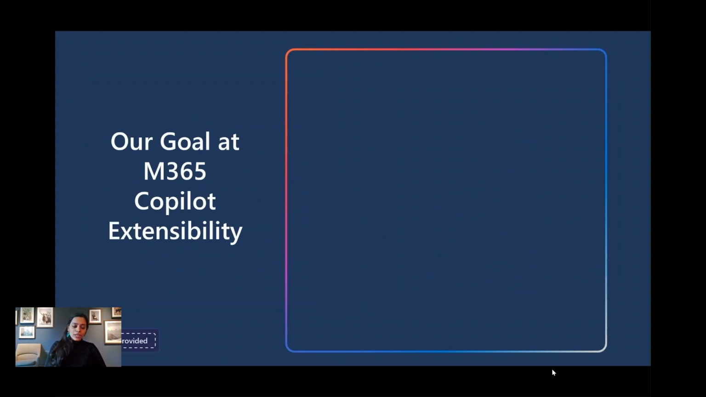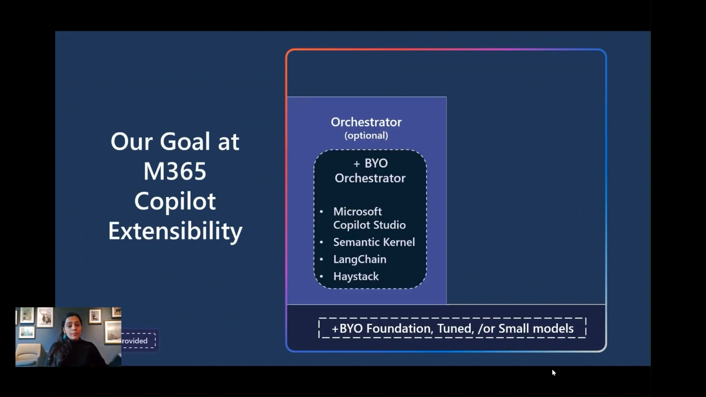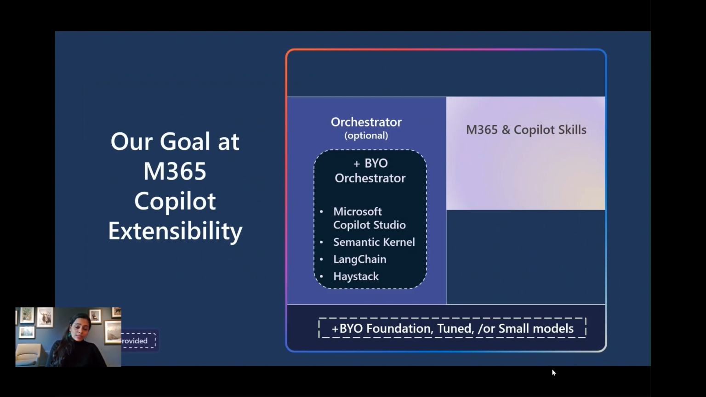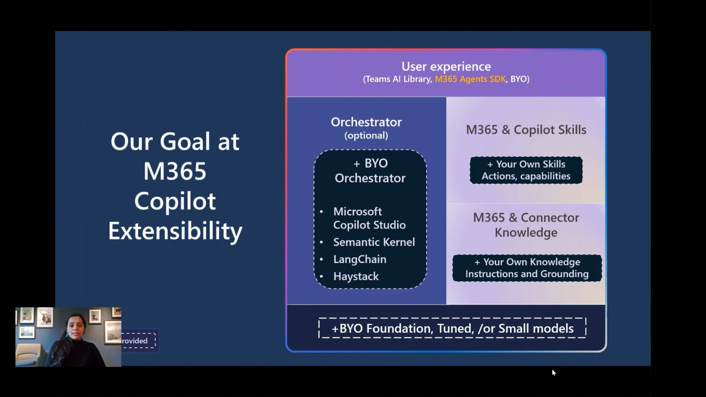With custom engine agents, you can bring your custom models or LLMs. You can bring your custom orchestration, be it something on the Microsoft stack like Microsoft Copilot Studio or something outside like LangChain. You can bring your custom skills or your custom knowledge. And of course, you can build these experiences anywhere you like, either using the Teams AI library or the M365 Agents SDK or some other standalone framework. And this is where the M365 Agents SDK comes into the picture. In today's session, I will show you how you can build custom engine agents using the Agents SDK.